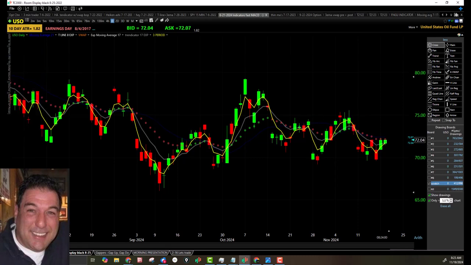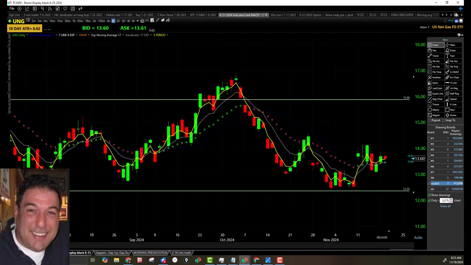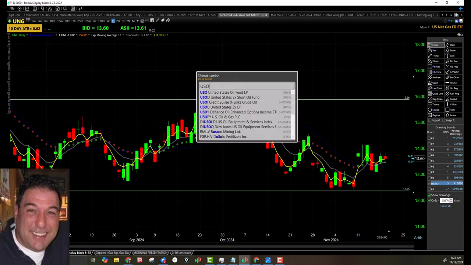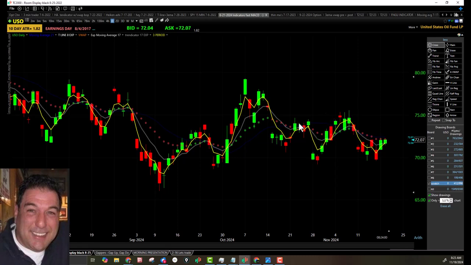So there's USO. Let's take a look at UNG. All right, so nat gas is in a downtrend, making lower highs and lower lows. USO is in an uptrend. Like I said, since it took out this high, it's been in an uptrend. All right, they made a higher low here. Now it's up to them to make the higher high. Okay, enough of this consolidation back here. Time to start pushing up a new high. So there's USO right there.